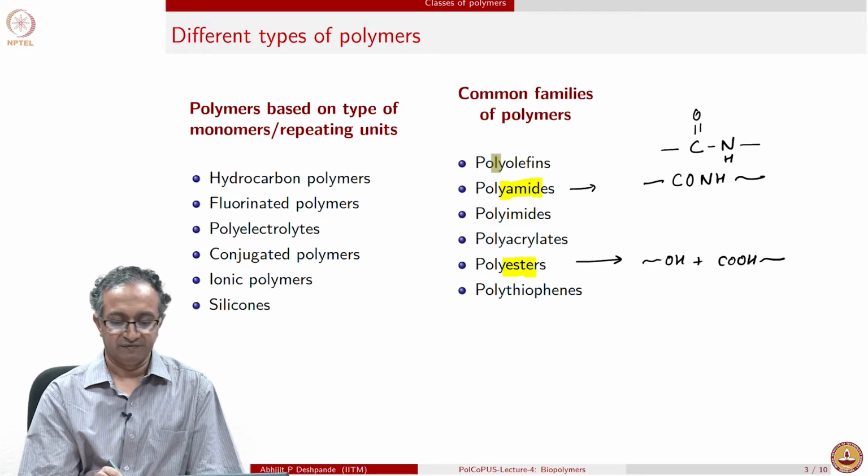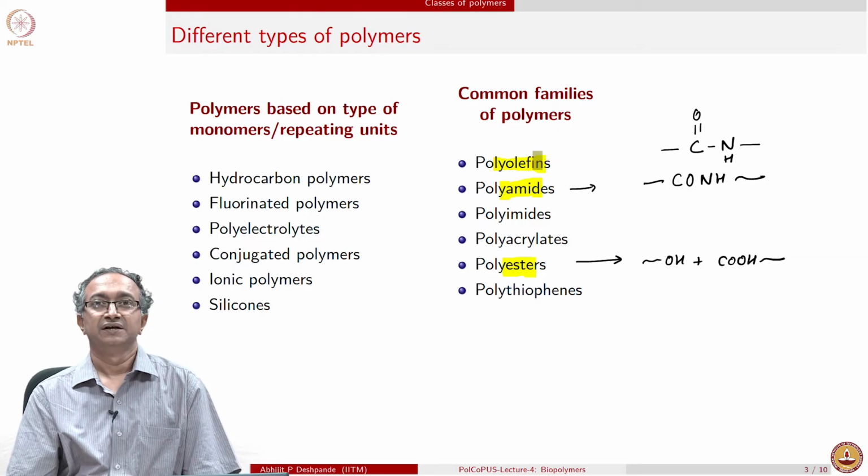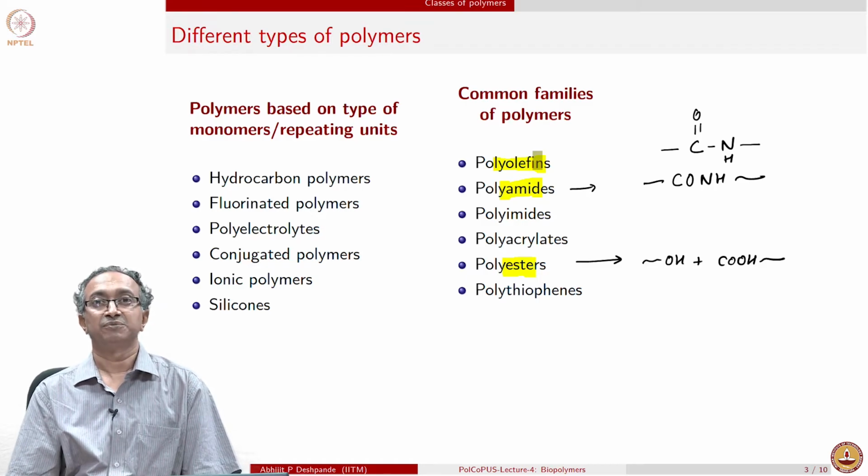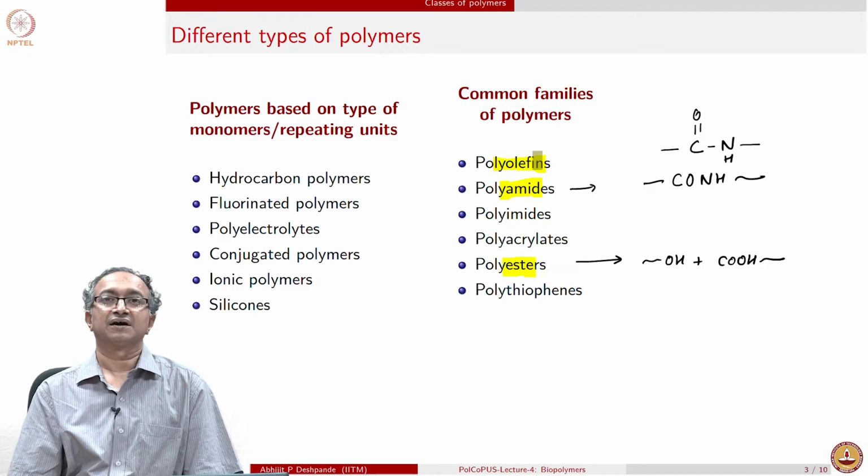Polyolefins, of course, are a very large class of materials. It's also very important because very large volumes of polyolefins are used. Polyethylene and polypropylene, the two most important polyolefins, in fact, make up the bulk of the plastics that we use. Very high amounts of polyethylene and polypropylene are used. And so all of these are based on olefins.